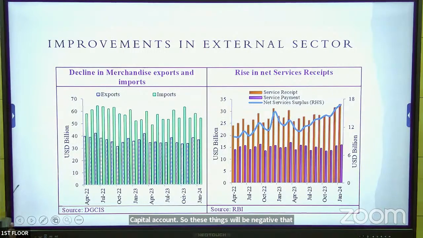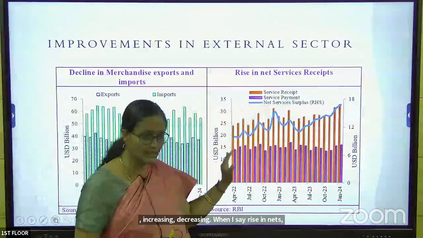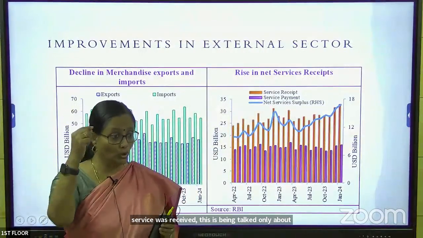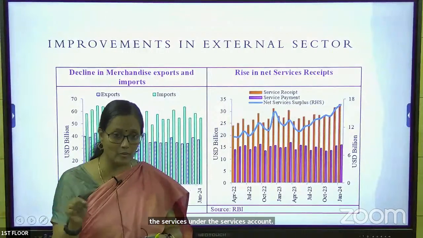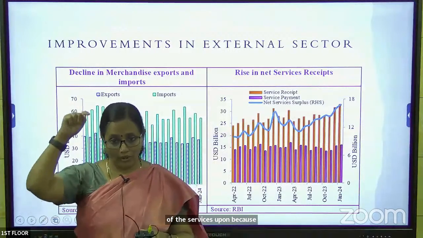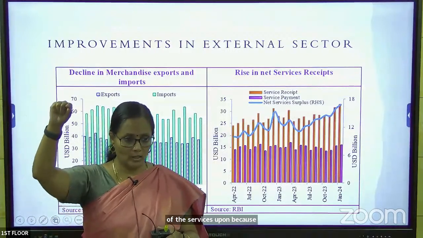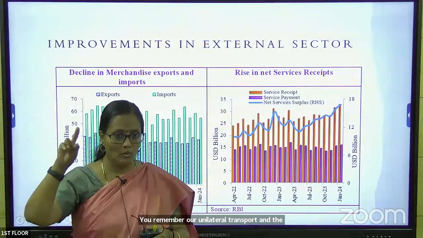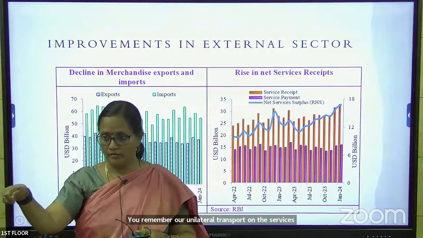So whenever we say something, we are trying to relate it to the overall picture because we need to know what we are studying. Interpreting a graph is not just looking at the numbers increasing, decreasing. When I say rise in net services receipts, this is being talked only about the services under the services account. Don't assume that they have given you the entire picture of the services account, because in the entire picture, the spoiler is that income account. You remember our unilateral transfers and the services will be in positive, but this fellow alone will pull down.